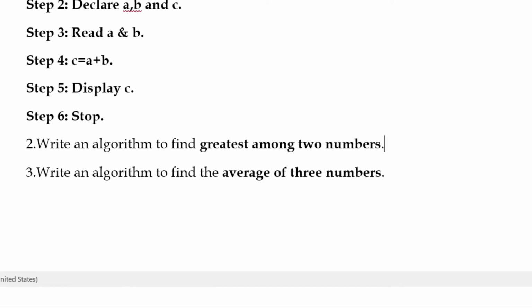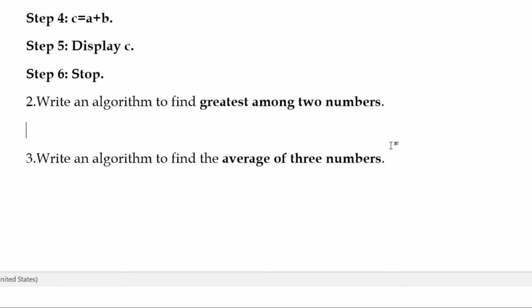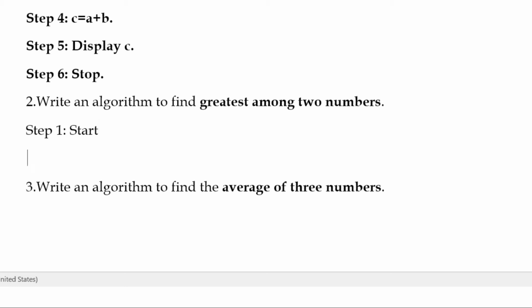And now, number 2, write an algorithm to find the greatest among two numbers. Same. What is step number 1? Step number 1, start. Good. And step number 2, so how many variables you are in need? You are in need of two variables. So in order to compare, there is no need for a third variable. So let us say declare A and B, two variables in it.